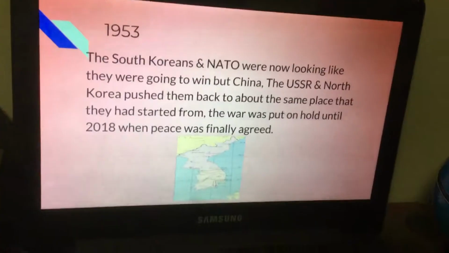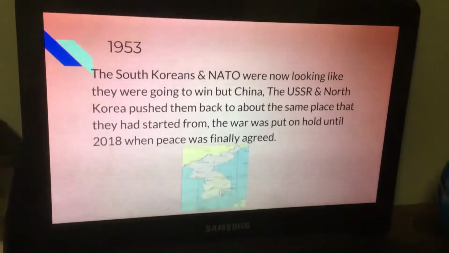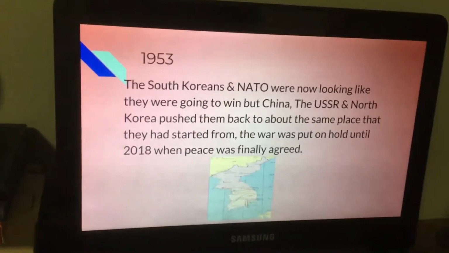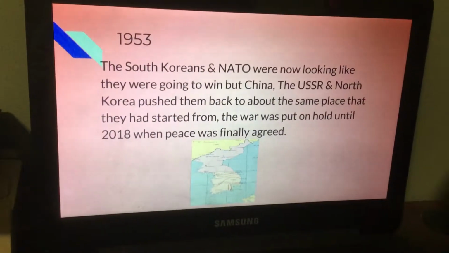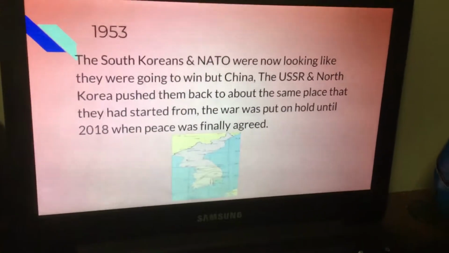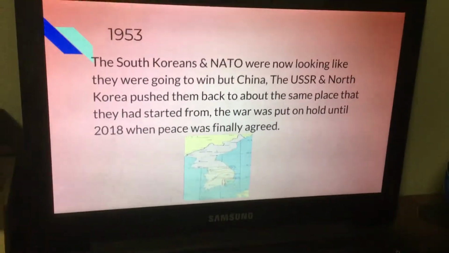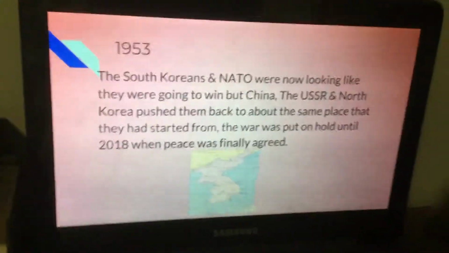The South Koreans and NATO were looking like they were going to win the war, but China, who was not in the war, started the war. The USSR and North Korea pushed them back to the same place they had started. The war was put on hold until 2018 when peace was finally agreed.